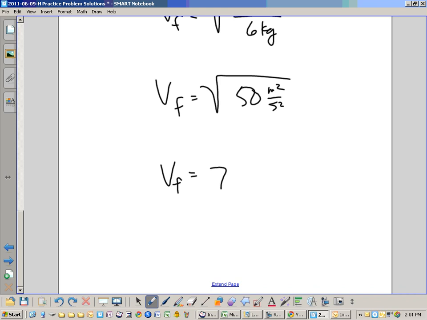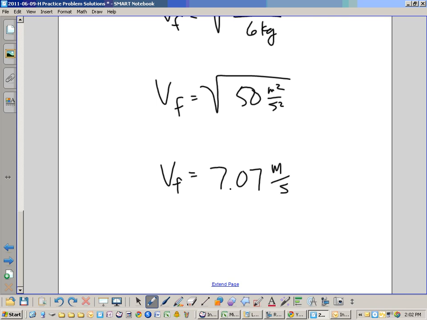Square root of 50, 7 point something. 7 point what? Square root of 50 is 7.07. But that's the square root of 2 over 2 times 10. That's kind of weird. Is it 7.071? Wow, I've got to figure out why that's true.